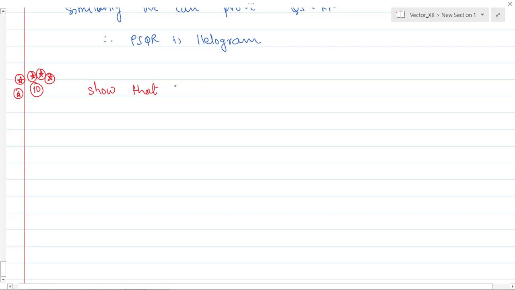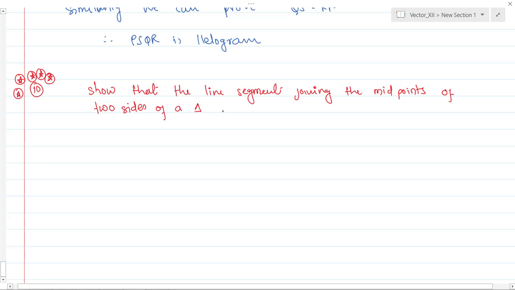Show that the line segment joining the midpoints of two sides of a triangle is parallel to the third side and half the length of the third side.